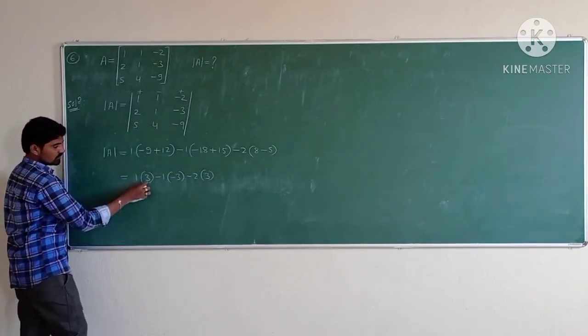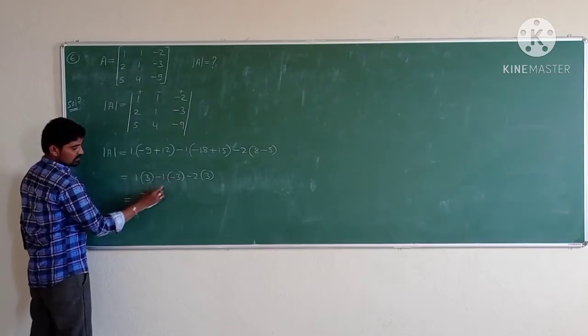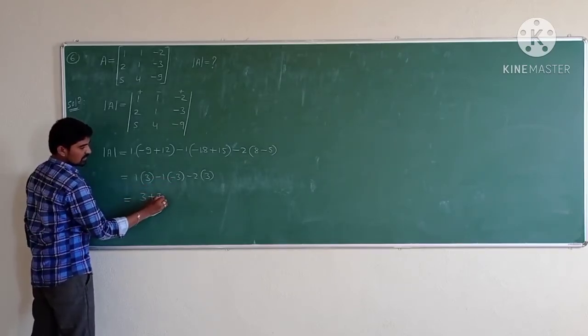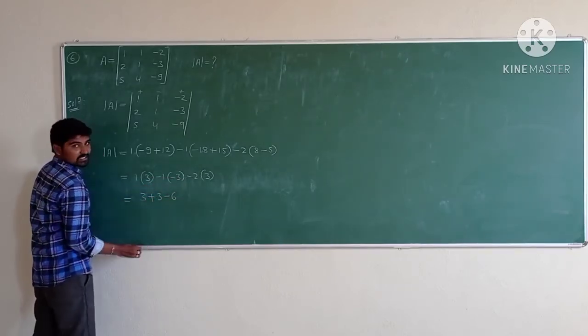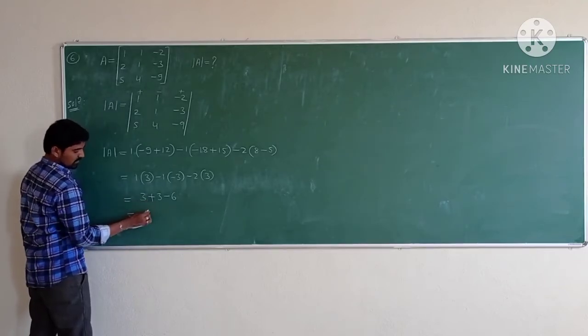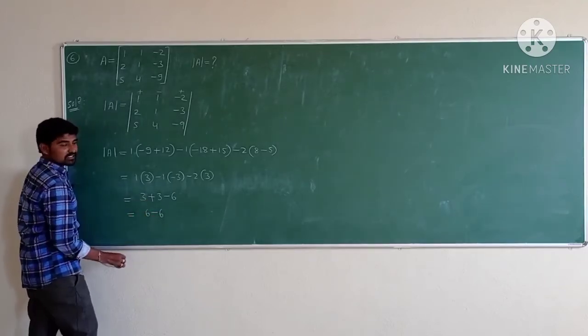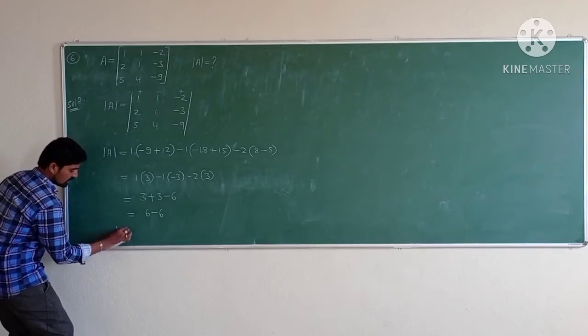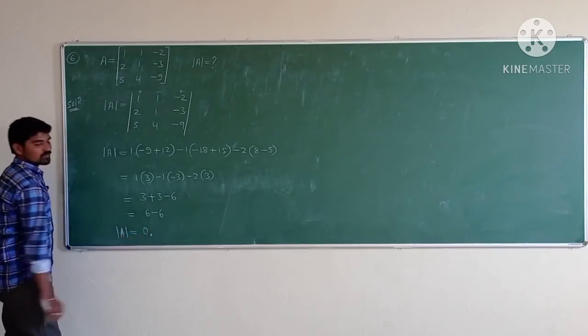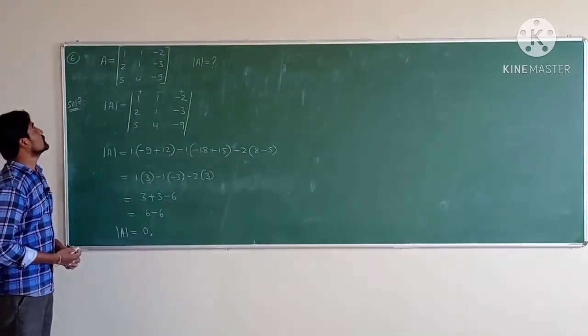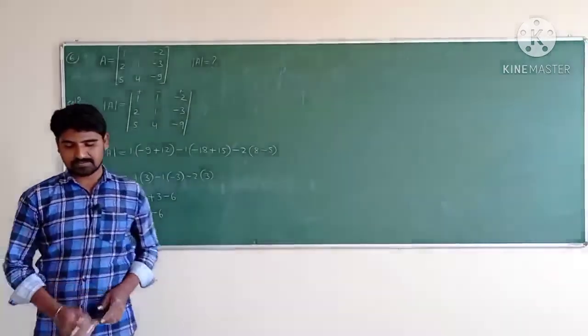So which is equal to 3 into 1, 3, minus into minus plus 3 into 1, 3. So minus 2 into 3 is 6, which is equal to 3 plus 3, 6, 6 minus 6. Therefore, the determinant of A is equal to 6. I hope all of you understood. If possible, take a look.